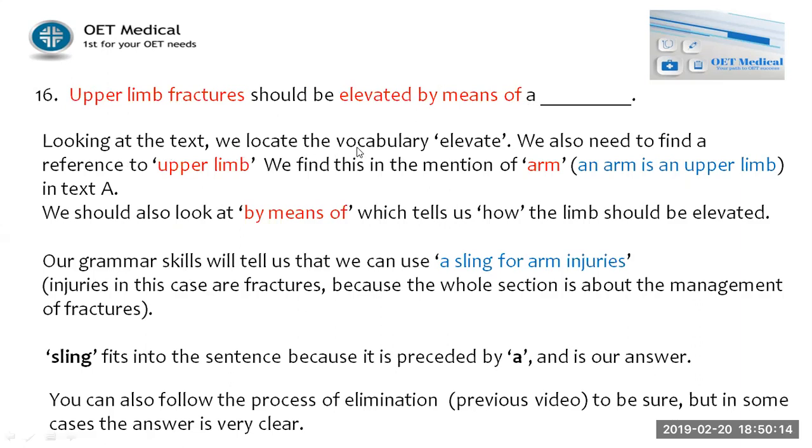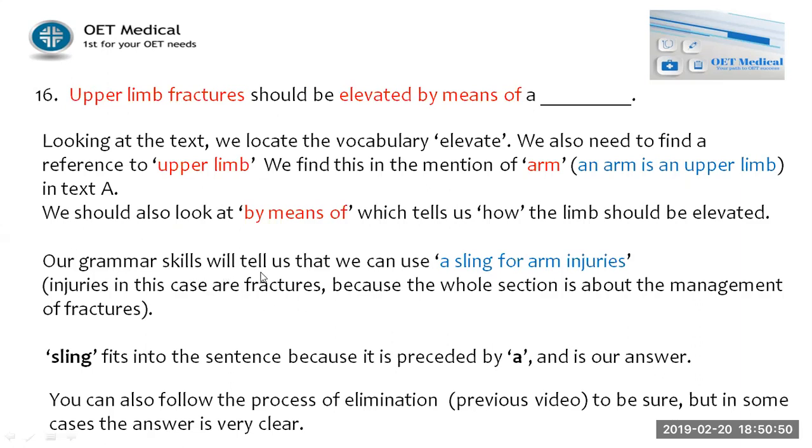So looking at the text, we locate vocabulary elevate. Here we've got elevated. So that's passive. This is active, but it's the same word. We also need to find a reference to upper limb, because this is upper limbs. We find this in the mention of arm. An arm is an upper limb. So we should also look at by means of, which tells us how the limb should be elevated.